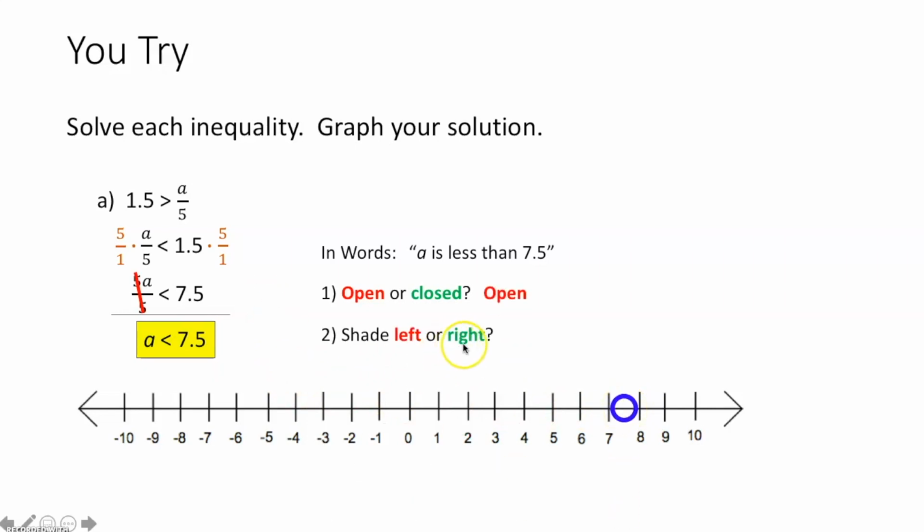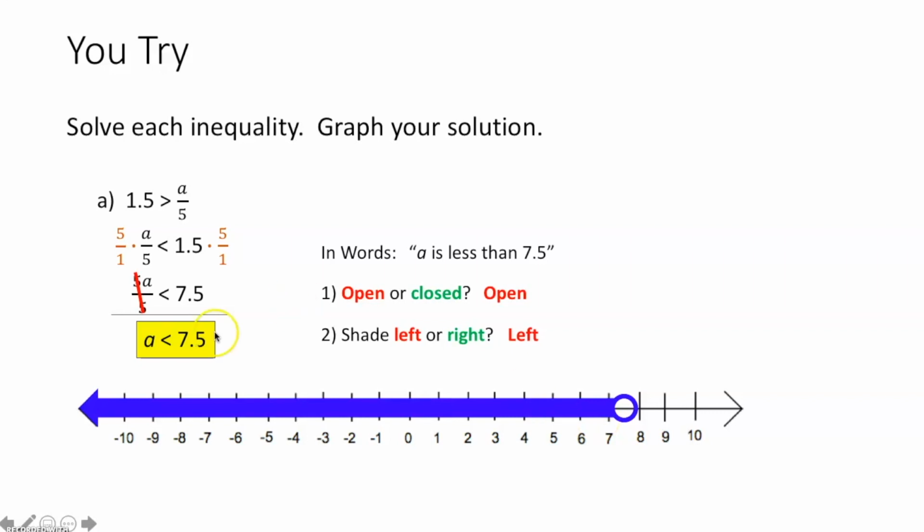Next, do I shade to the left or to the right? Well, since I have all A less than 7.5, I want all the numbers less than 7.5. So that'd be 7, 6, 5, 4. So I'm going to shade to the left of my open circle. And again, since I solved for my variable on the left, my inequality points which way I should shade.